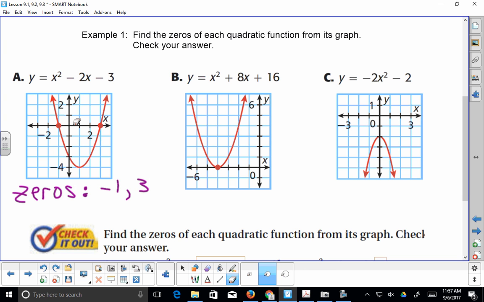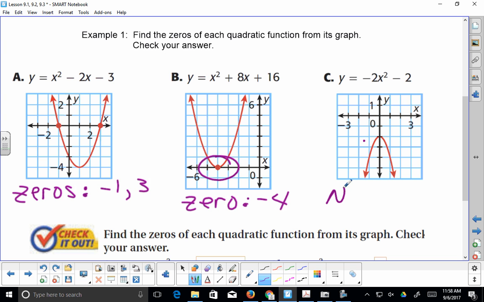For letter B, it intersects the x-axis here at -4, so we say there's just one zero, and that's at -4. We're not going to say x equals. We're just going to say these are what the zeros are. If we were solving an equation, then we would say x equals, but right now we're just saying that. And in letter C, since the graph never crosses the x-axis, there are no zeros.